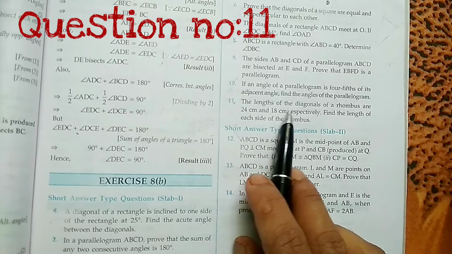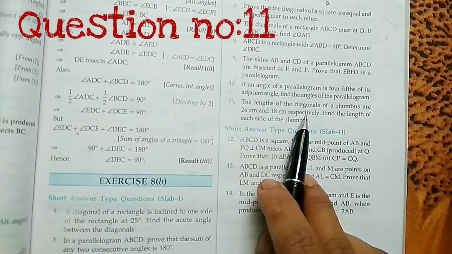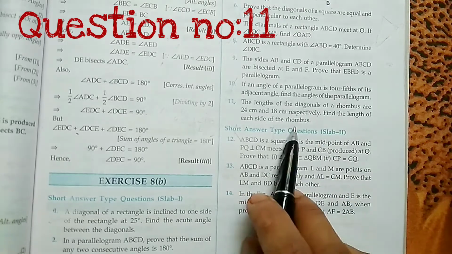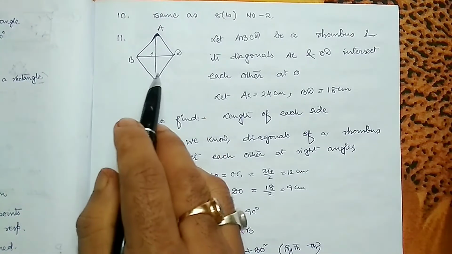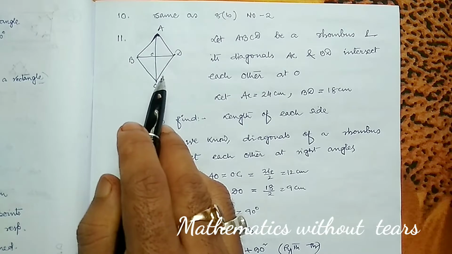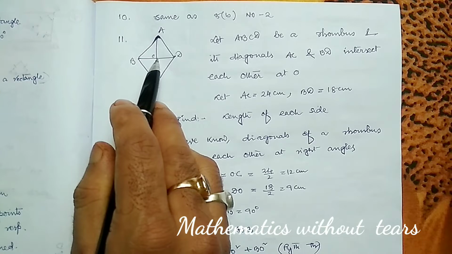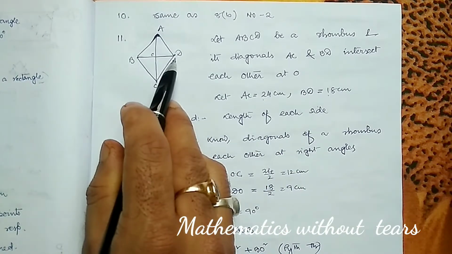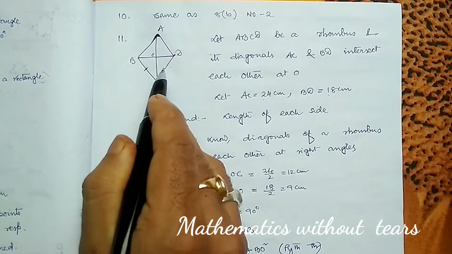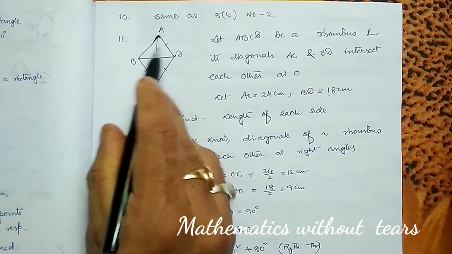The lengths of the diagonals of a rhombus are 24 cm and 18 cm respectively. Find the length of each side of the rhombus. Simple question. ABCD is a rhombus in which diagonals AC and BD intersect each other at O. Here it is given AC is 24 and BD is 18. We have to find the length of each side, because we know in a rhombus all the sides are equal.